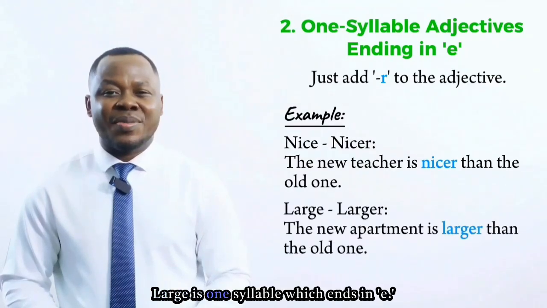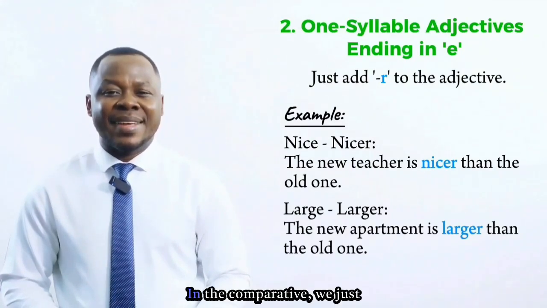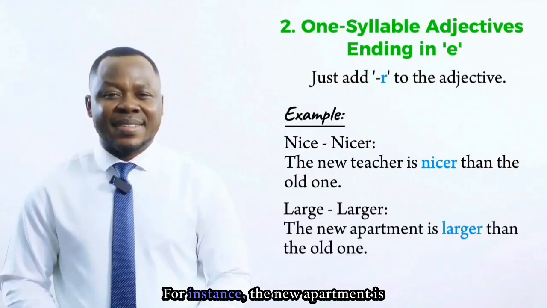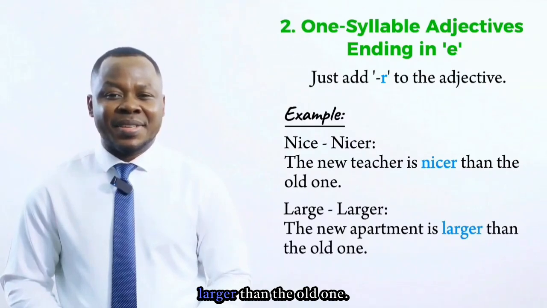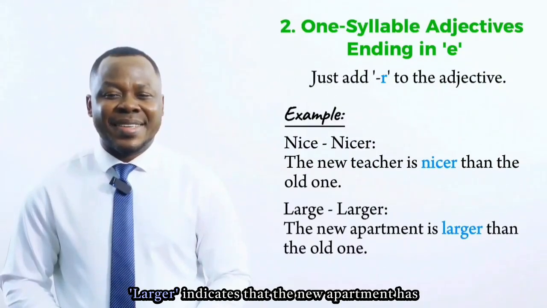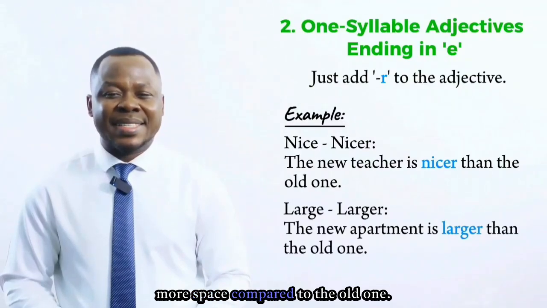Large is one syllable, which ends in E. In the comparative, we just add R, which becomes larger. For instance, the new apartment is larger than the old one. Larger indicates that the new apartment has more space compared to the old one.